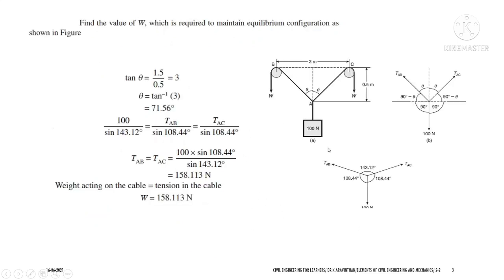Find the value of W. So there is a load hung here. This is a picture, and W is required to maintain equilibrium configuration as shown in the figure. So you have a pulley here. These are the two pulleys, and there is a load which is hung of 100 Newton. And what is your case here is, see, there is 2 W. So this weight is unknown. So how much weight if you hung at both the ends? This object will be in equilibrium.